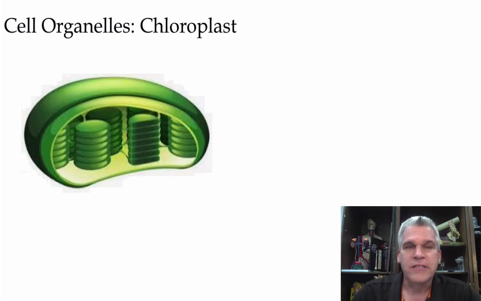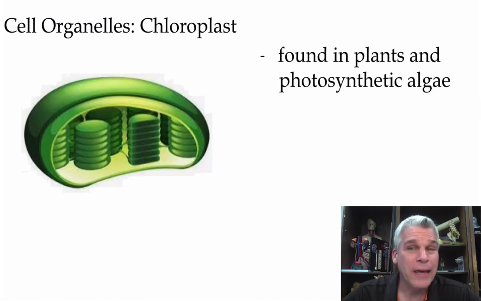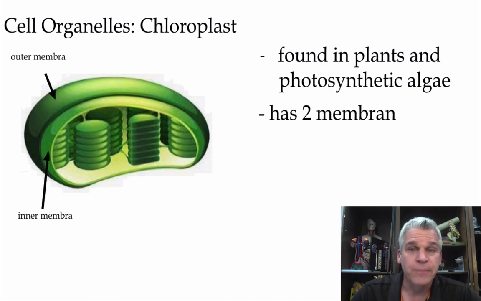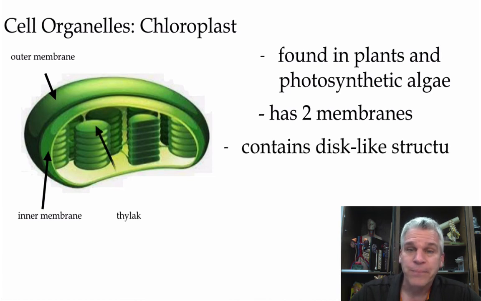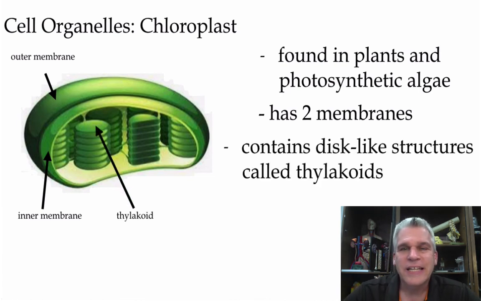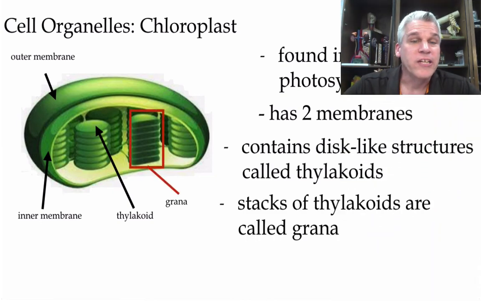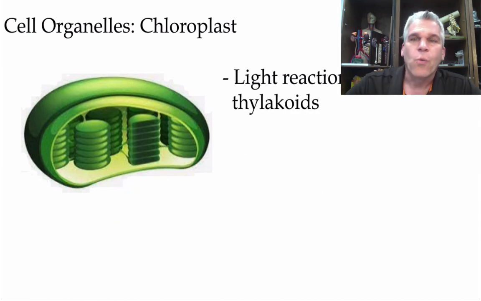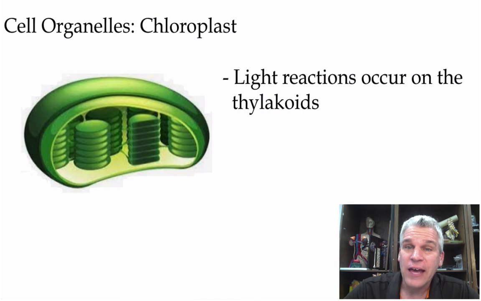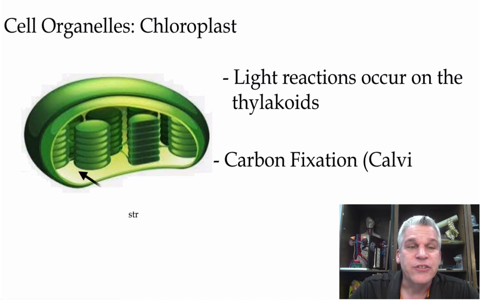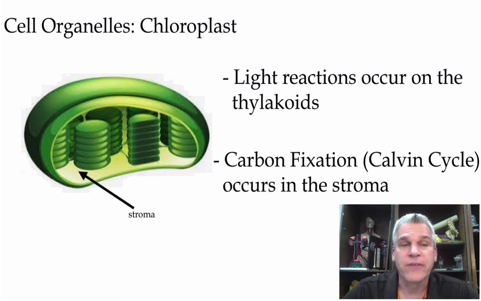Our last organelle is the chloroplast. These are found in both plants as well as in photosynthetic algae. They also have two membranes like the mitochondria, an outer membrane and an inner membrane. Inside of the chloroplast there are these disc-like structures called thylakoids. These thylakoids are arranged in stacks called grana. What happens in the thylakoids is where the light reactions of photosynthesis take place. It's in the stroma, or the liquid portion of the chloroplast, where we have carbon fixation, or what we might know as the Calvin cycle.